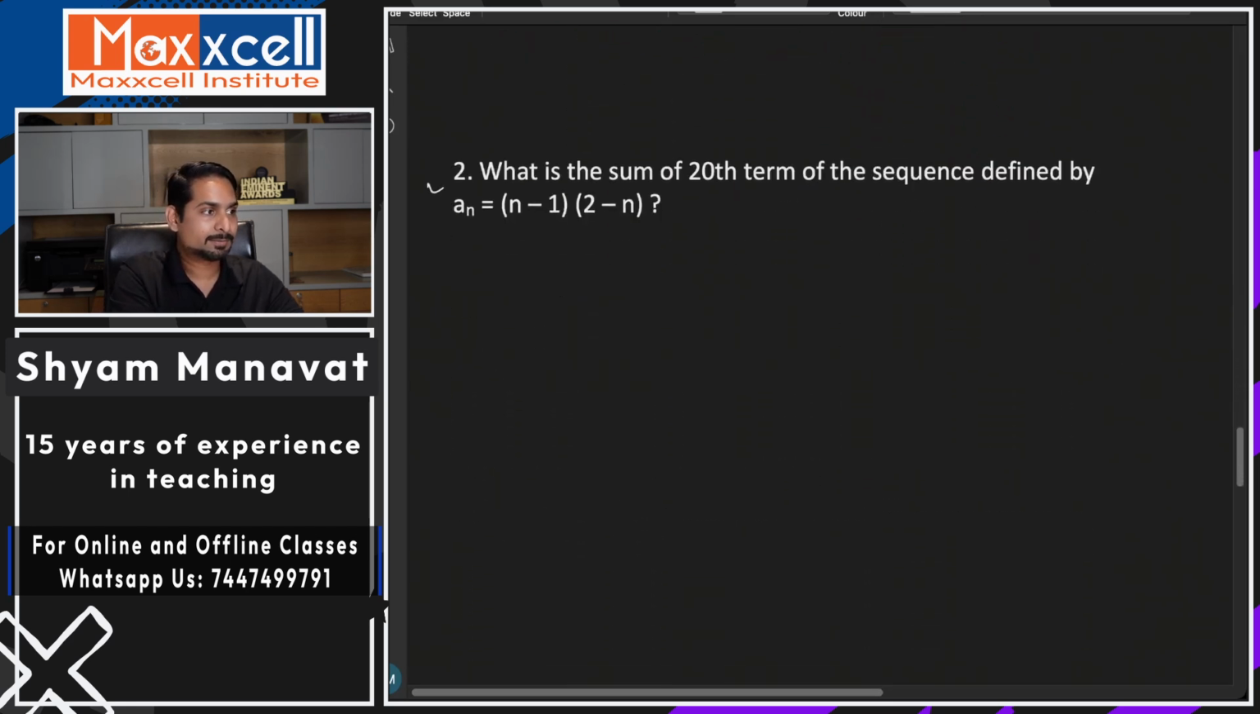Now look at this. Apply the same thing here. We have the nth term as (n minus 1) into (2 minus n). First of all, you need to simplify this nth term. We don't need these brackets, we need a simple expression. So multiply: you get 2n minus n square, and minus 1 times 2 and minus 1 times minus n, you get minus 2 plus n, right?